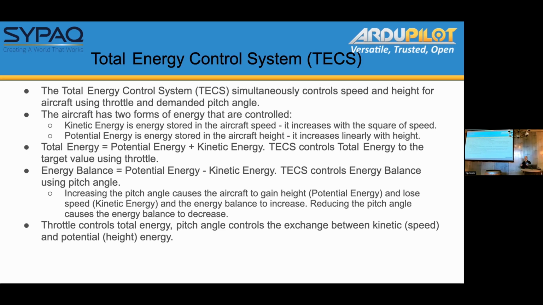Well, an aircraft has two forms of energy. One is the energy stored in the height. It's the energy you get if you take a brick up to the top of your house. It's got energy stored in it. If you drop it off the top of your house, when it gets to the bottom, that energy is being converted to kinetic energy, which is the speed in the brick. So potential energy varies with height. Kinetic energy varies with speed squared. And total energy is the combination. It's the sum of potential and kinetic energy.